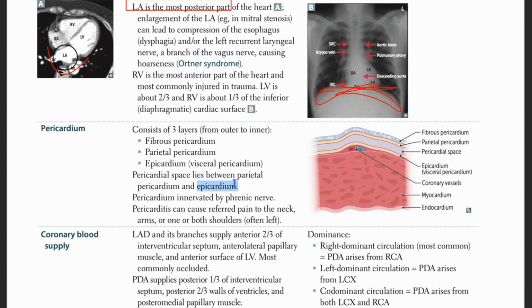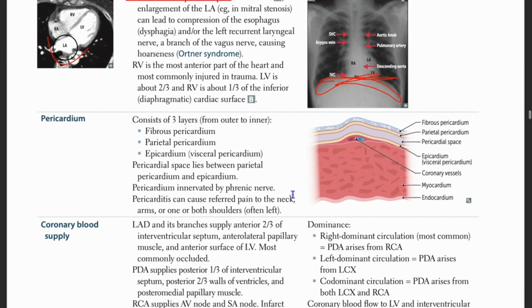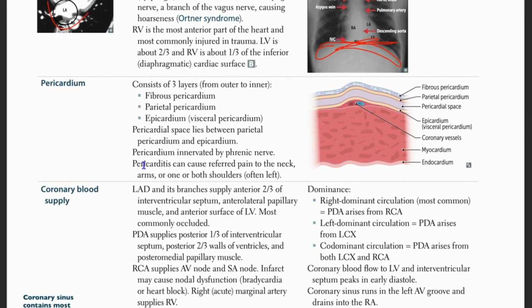This and this. And the pericardium is innervated by the phrenic nerve. This is important. Why? This is the reason why if you have a heart attack or something, people feel pain in the arm, because the phrenic nerve goes from the diaphragm to the shoulders, if you remember the dermatomes. Then with pericarditis, it can cause referred pain to the neck, arm, and/or one or both shoulders. Often it's the left side.